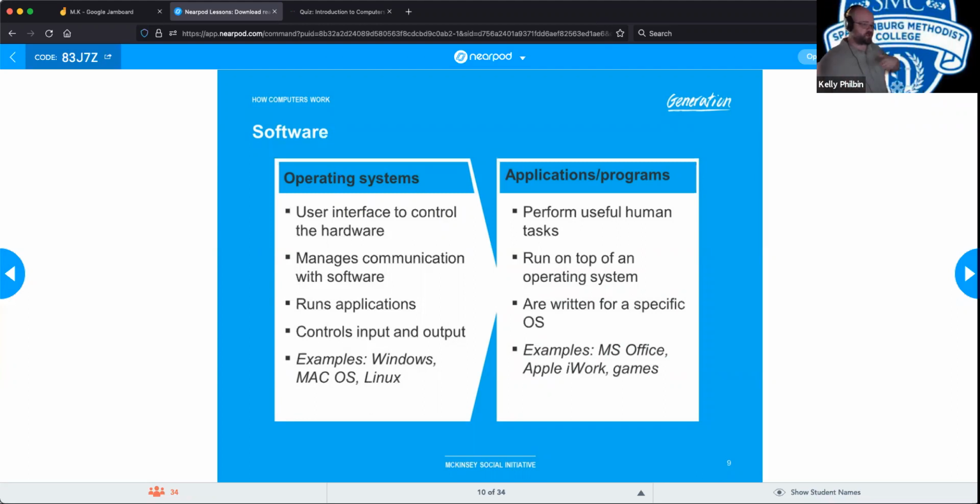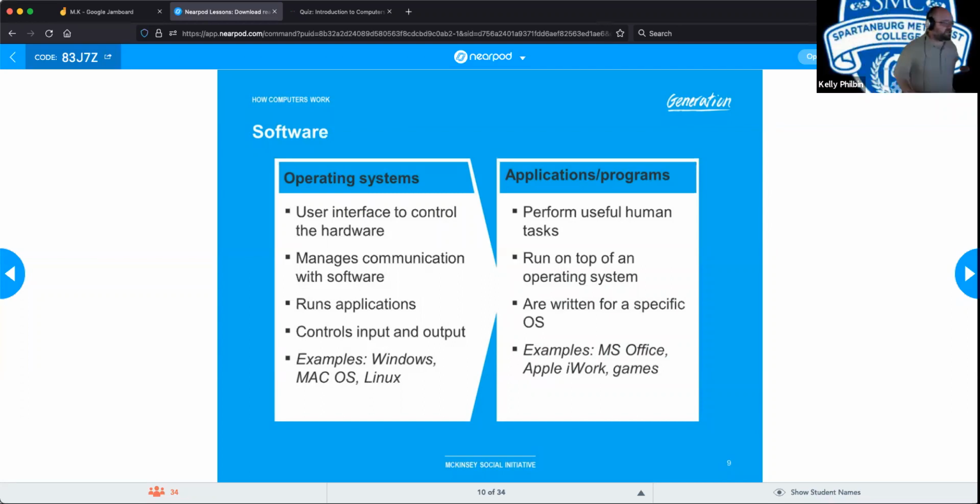It runs applications, so applications run on top of the operating system itself. So your Microsoft Word or Excel, what have you, all that runs on top of your particular operating system. It controls your inputs and outputs, and we just went over some of the examples a few minutes ago. Now, applications and programs, these are very specific. They perform useful human tasks. They run on top of an operating system. They are written for specific operating systems. So if you have, say, Microsoft Word, you can run Microsoft Word on Mac OS. It's a different version. It's coded differently to be able to interact with that operating system, which is why when you go look for downloads, they'll have different types of downloads for whatever operating system you're working off of.